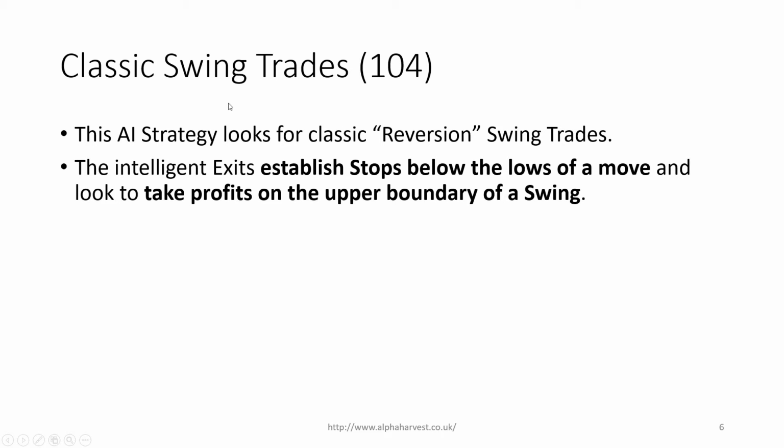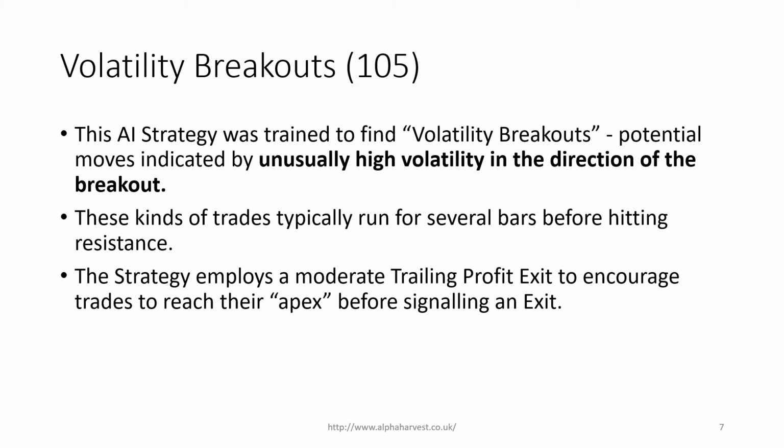The next one is classic swing trades. 104 is the code there. Reversion swing trades. We look for a classic swing trade situation, reversion to the mean. The intelligent exits establish stops below the lows of a move and look to take profits at the upper boundary of a swing. So these are kind of from a couple of days to a couple of weeks type position.